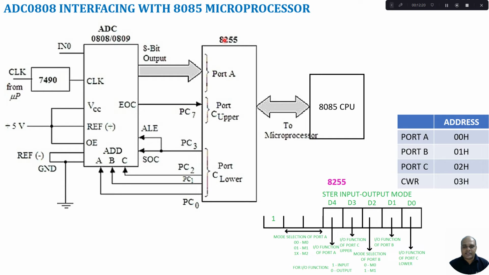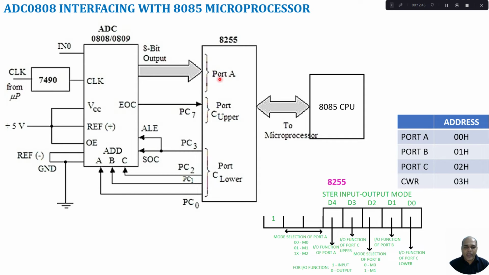So here it has 3 major ports, port A, port B, and port C. So port A is an 8-bit port, port B is an 8-bit port, port C is also an 8-bit port, but it can be divided into port C upper and port C lower. So port C lower is 4 bits, PC0 to PC3. Port C upper is again 4 bits, which is PC4 to PC7.